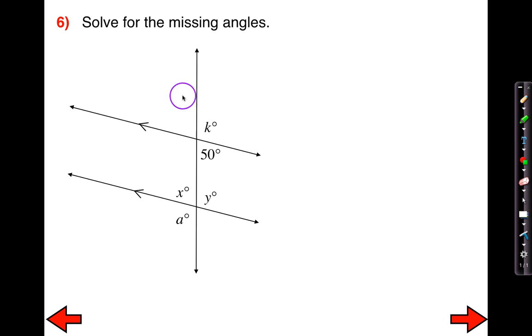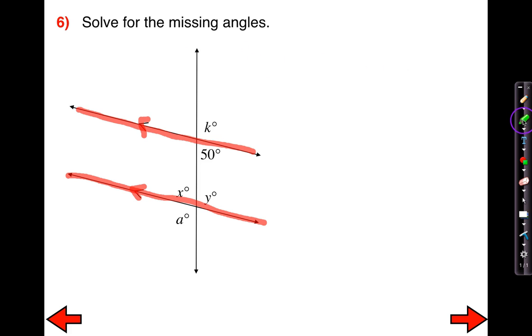Okay, so let's see how well we did. Here, first, I want you to recognize that this line here is parallel to this line here, and I know this because of the tick marks. And whenever we have parallel lines, we know a few things. We know corresponding angles are congruent, we know alternate interior angles are congruent, and we know alternate exterior angles are congruent. Okay, so let's take a look.